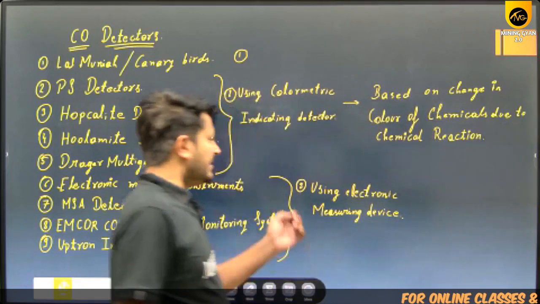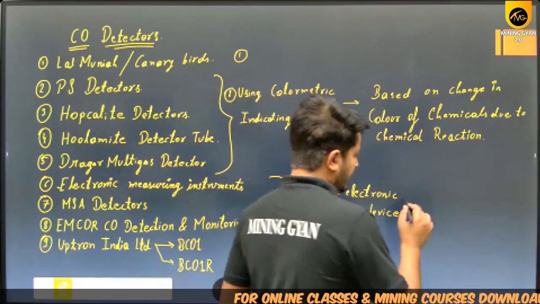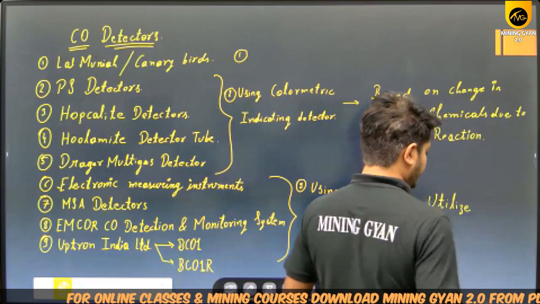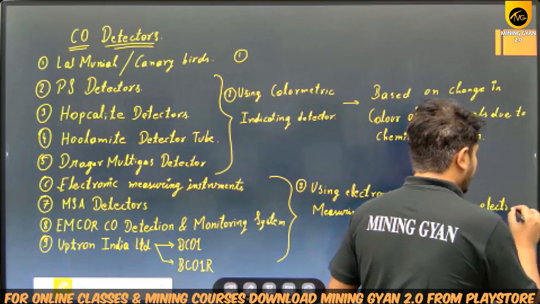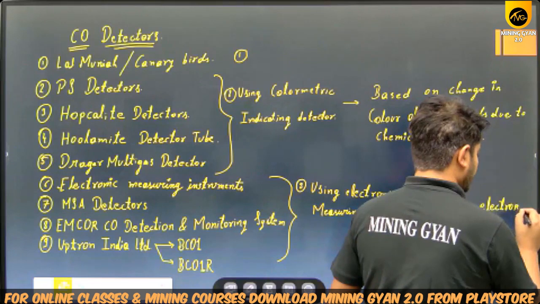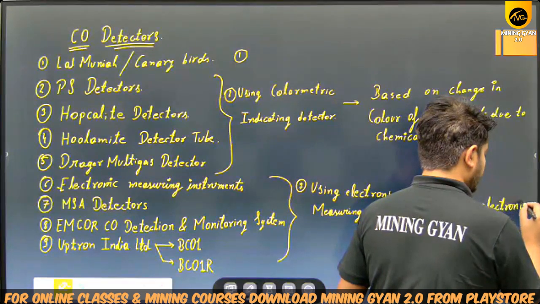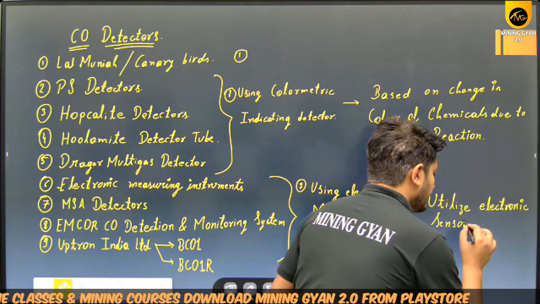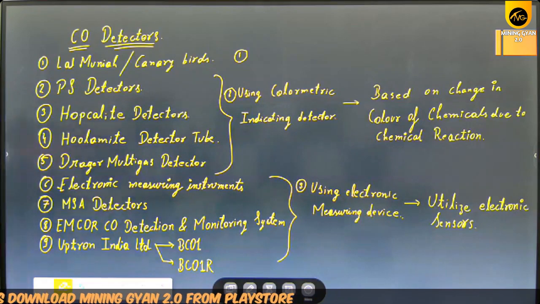Okay. Second one is using electronic measuring devices. They generally utilize electronic sensors.